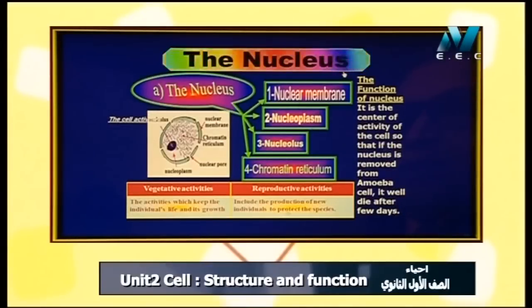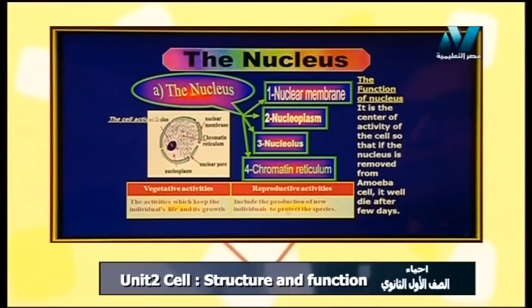Inside the plasma membrane we find the protoplasm, which is the cytoplasm and nucleus. The nucleus consists of the nuclear membrane, which is a double membrane containing pores for exchange of materials between the nucleus and the cytoplasm. The nucleoplasm, which is called the nuclear sap, contains the nucleic acids DNA and RNA. If we remember, we said this in Unit 1. The nucleolus inside the nucleus is responsible for the formation of ribosomes. There is also the chromatin reticulum, which is a group of threads coiled around each other.